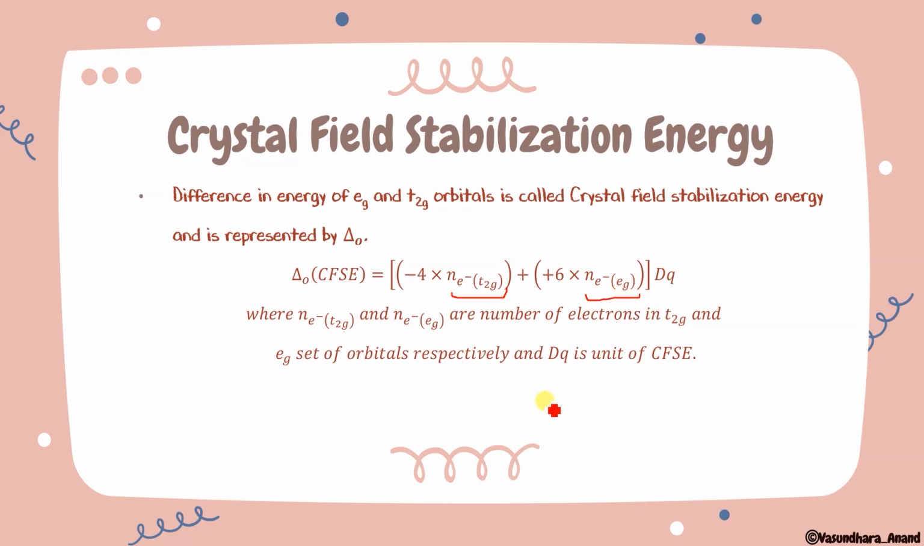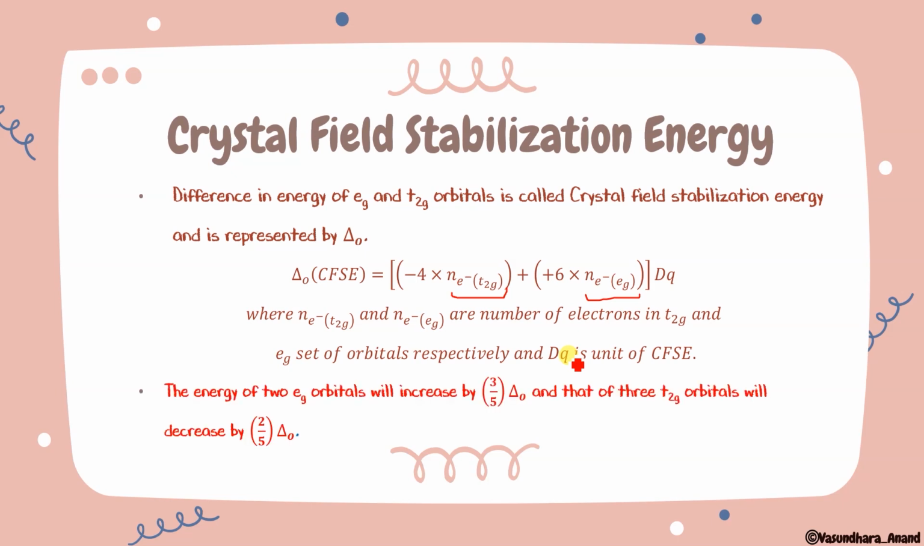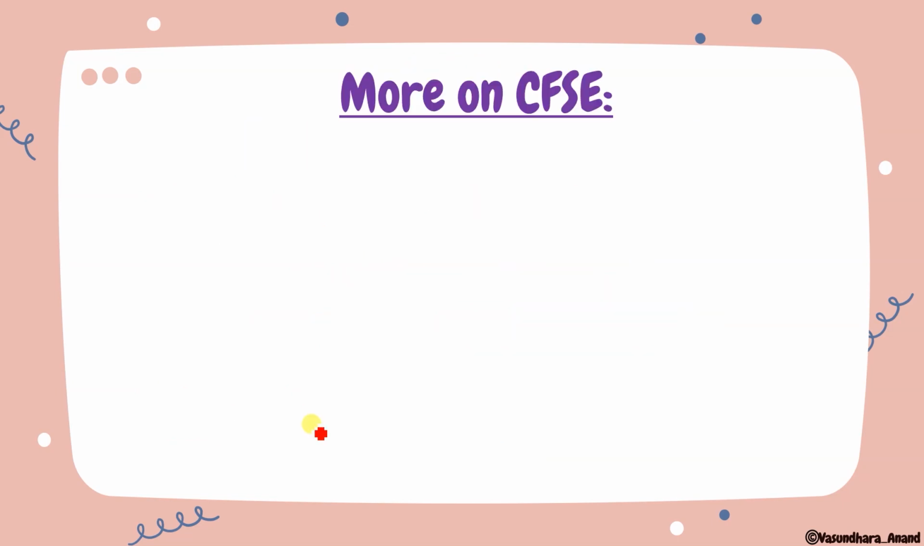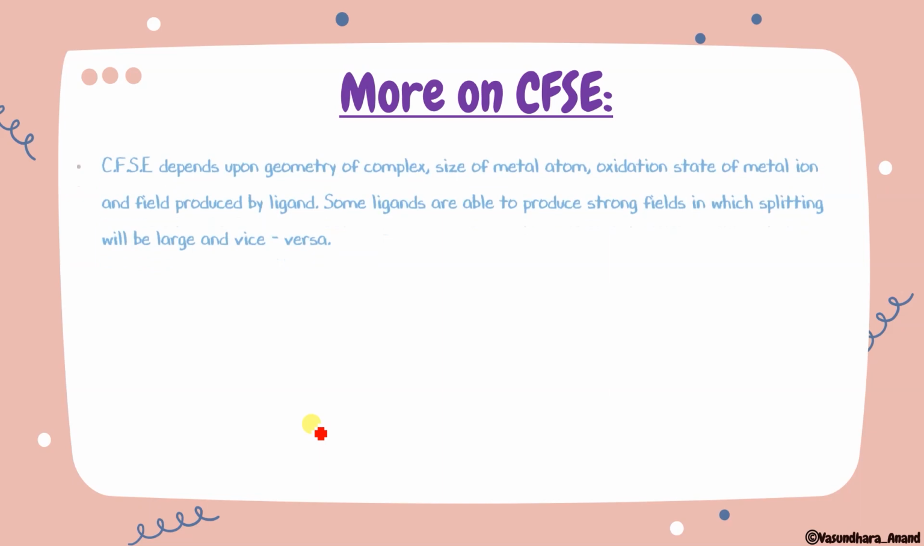Okay, and Dq is the unit of CFSE. This is a differential of quanta something. So that is in higher study when you will go deep into this, so you will understand about it. Right now we have to understand only that Dq is the unit of CFSE. The energy of the 2 Eg orbitals will be increased by 3 by 5 delta naught, as I have explained, and that of the 3 T2g orbitals will be decreased by 2 by 5 delta naught. Yes.